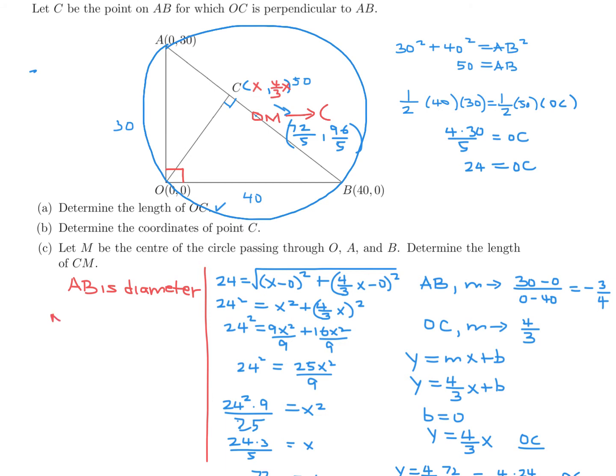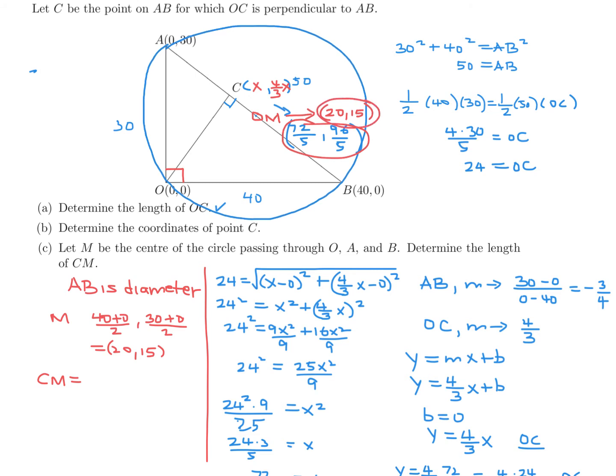So M would be (40 plus 0) over 2 and (30 plus 0) over 2. Yeah, that's it. So that would be 20 and 15. So there you go, 20 and 15 are the coordinates. So now we just have to figure out CM. Well, that's easy because we have the coordinates for C and the coordinates for M. The coordinates for C are here, and the coordinates for M are there.